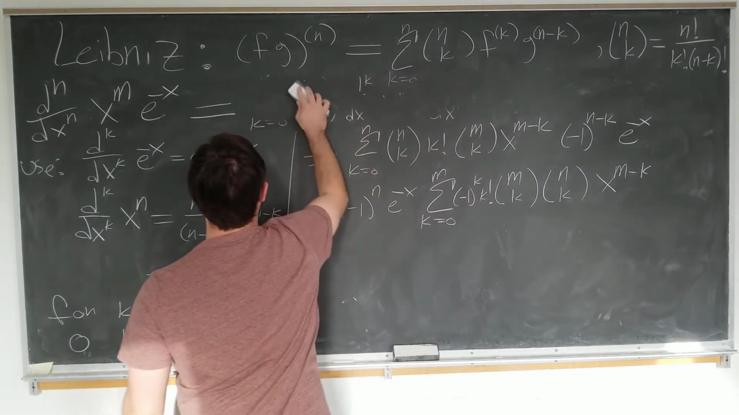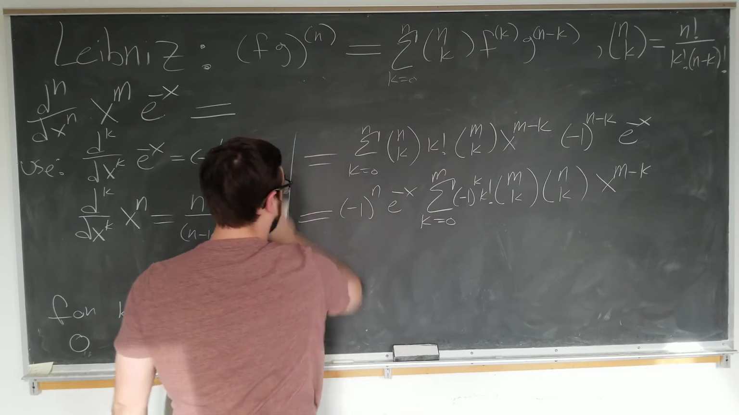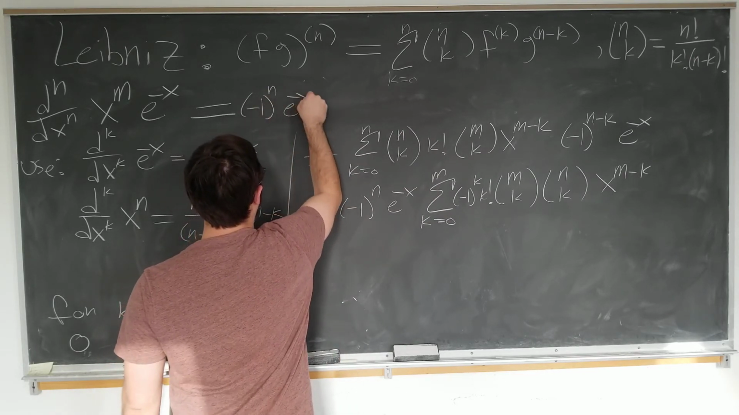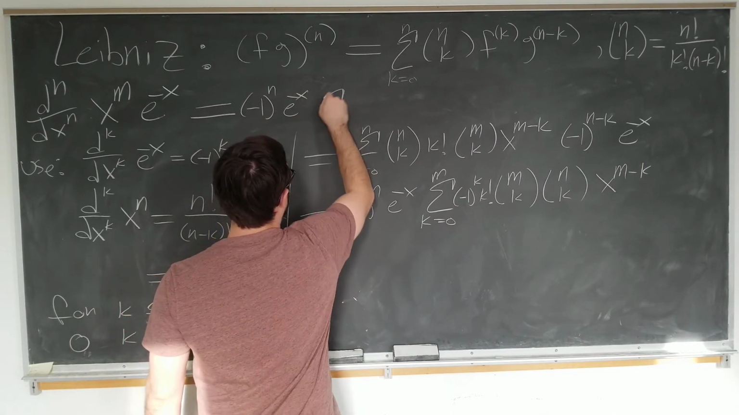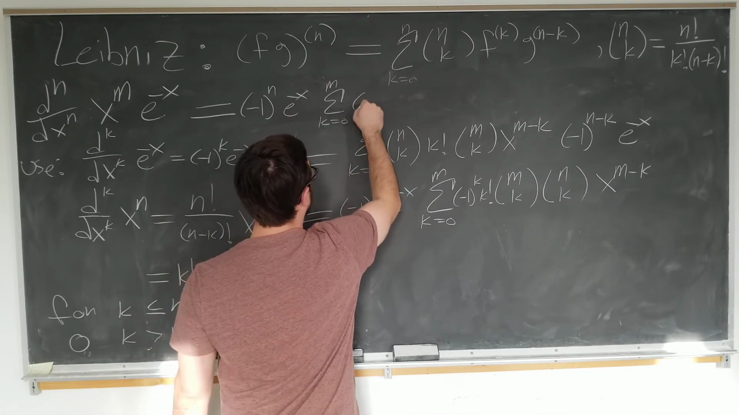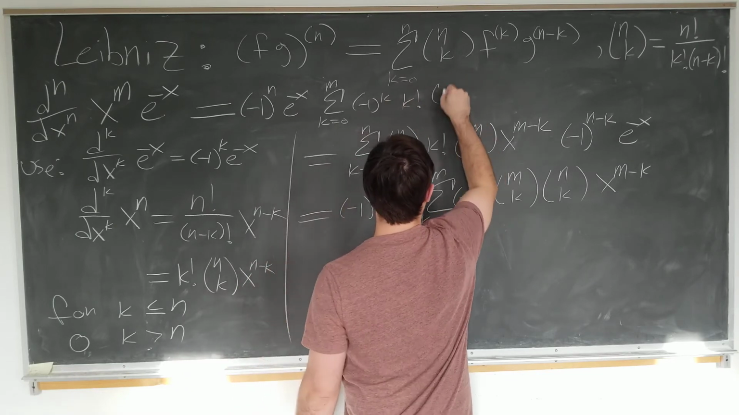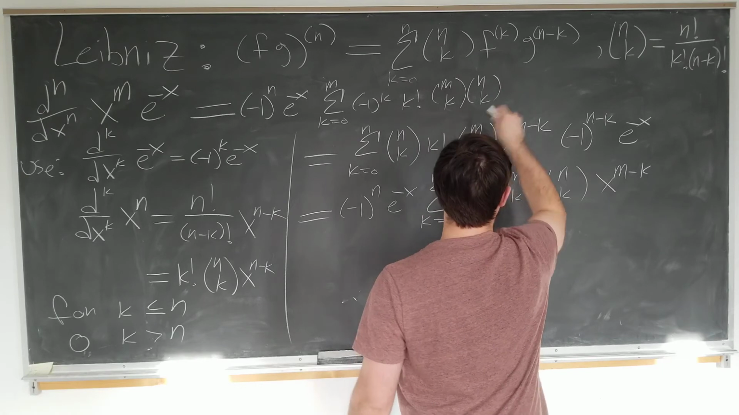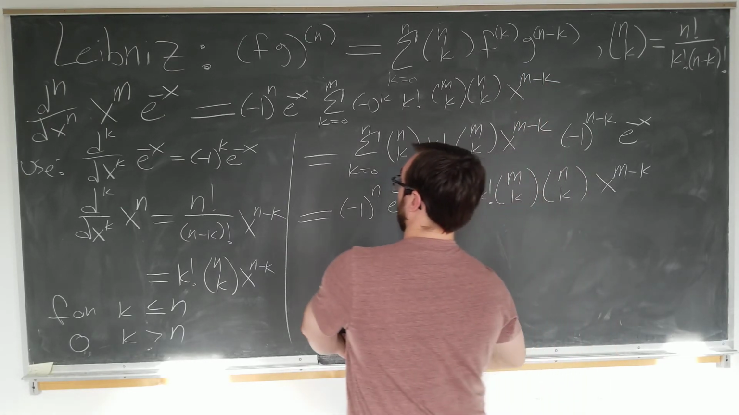Let's see if I can show you guys an example. Our final result is minus 1 to the n, e to the minus x, sum k goes from 0 to m, minus 1 to the k factorial, m choose k, n choose k, x to the m minus k. Okay, example time.